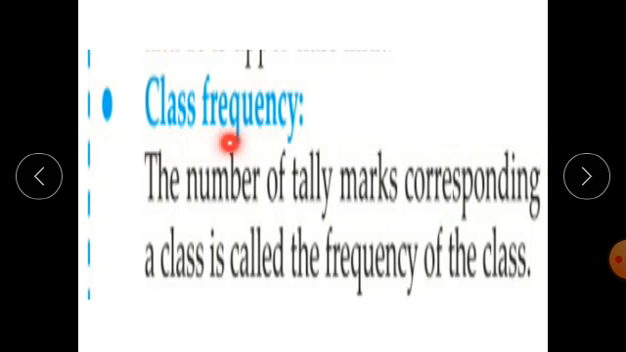Next is class frequency. The number of tally marks corresponding to a class is called the frequency of the class.